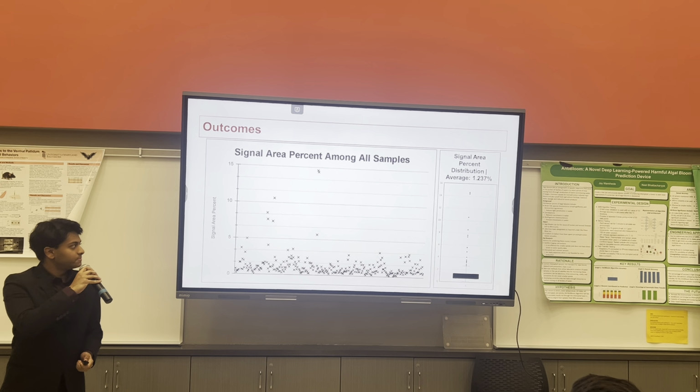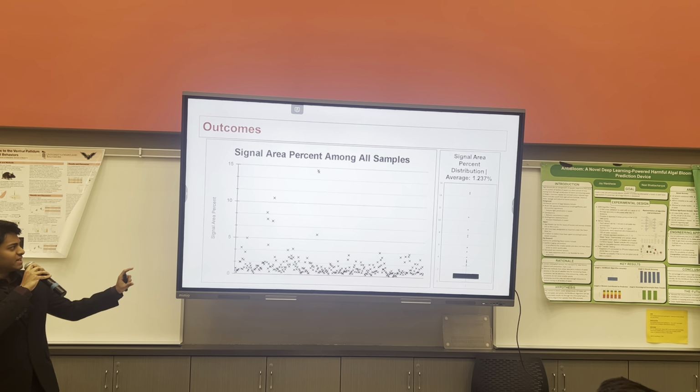So here are the outcomes. We see that most of the data is between 0 to 3% or 4%, with some outliers nearing 10 or even 15%. And we see that the average for the data is around 1.237%.